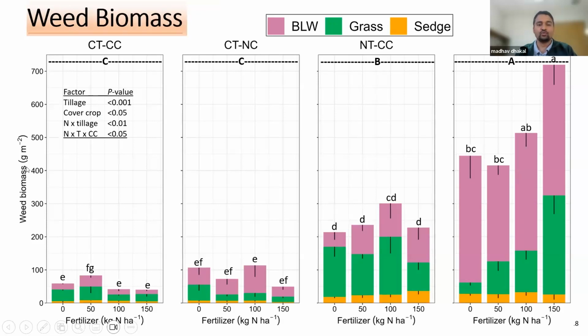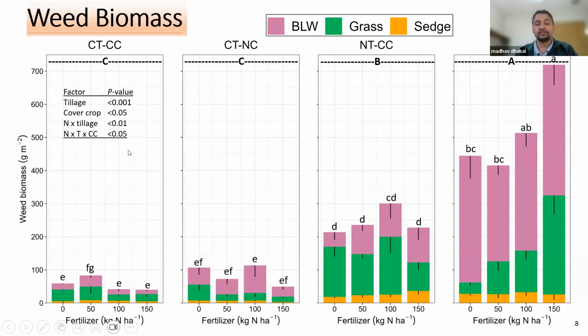So, weed biomass, this is the same thing that I would like to repeat. Here's the weed biomass on the y-axis and the fertilizer level on the x-axis. You can see the biomass of the broadleaf weed, grass, and sedge. The broadleaf weed biomass is in purple, the grass is green, and the sedges are yellowish. Almost all types of weeds were controlled or effectively suppressed, no matter how much nitrogen fertilizer you applied.